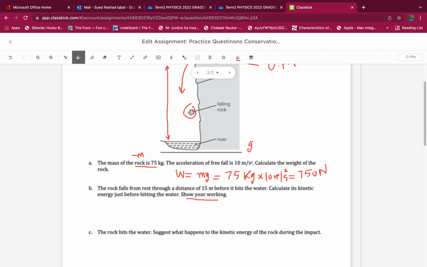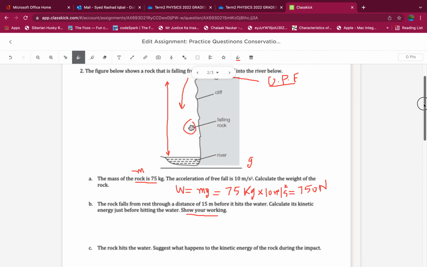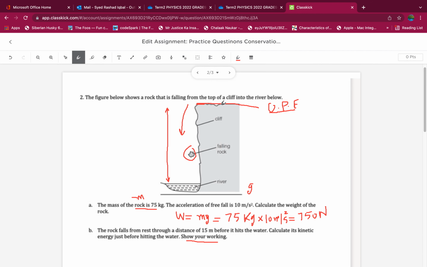Simple thing, you will use the law of conservation of energy. At the height, it has gravitational potential energy. Just before it hits the river, all this potential energy will change into kinetic energy. So here you will use the law of conservation of energy. At the height it has potential energy, but just before hitting the river at the bottom, this potential changes to kinetic, while the total energy remains the same.